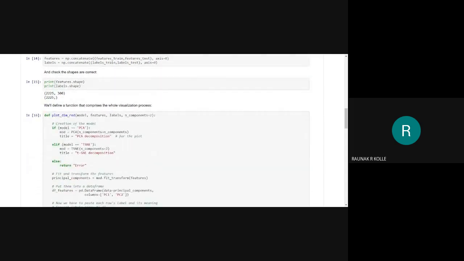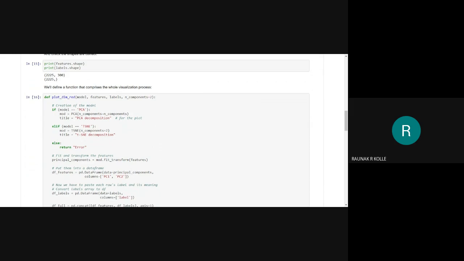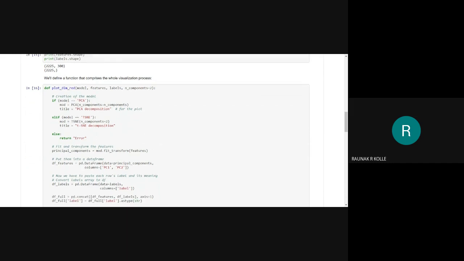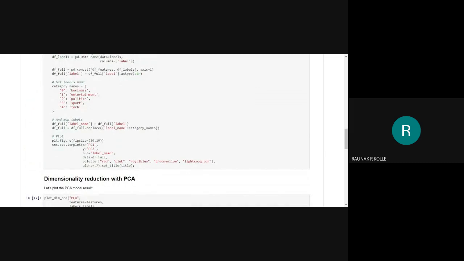We then define a function that comprises the whole visualization process. We create a model and fit and transform the features in it. We then put them into a data frame. Now we have to paste each row's labels and its meanings to convert the labels arrays to a data frame. We get the label names and map the labels, and then we perform the plot.